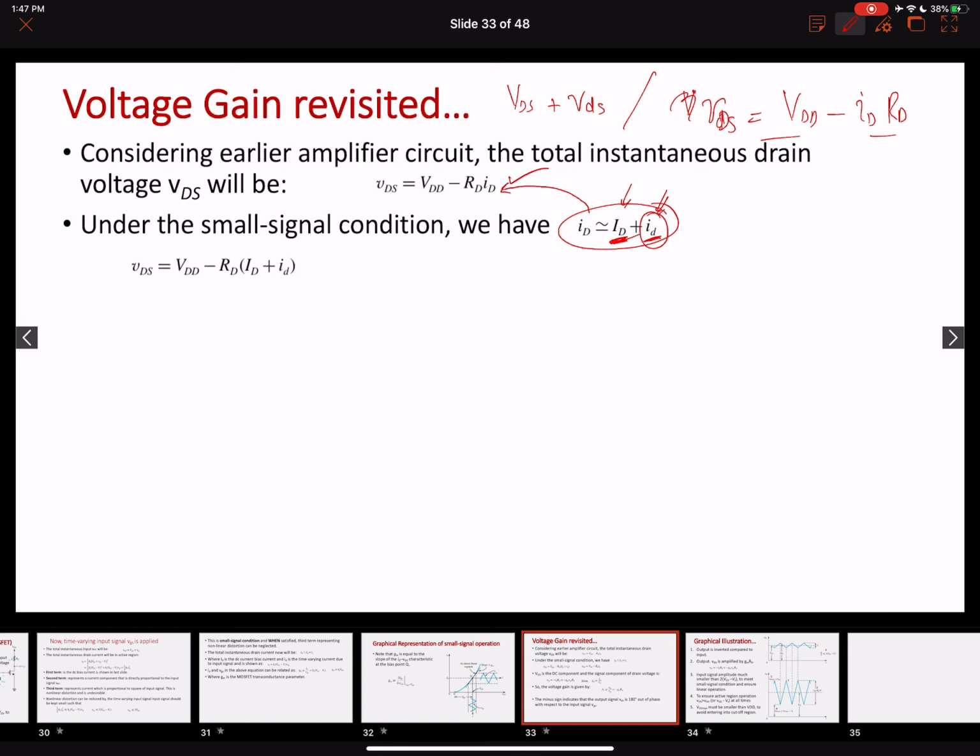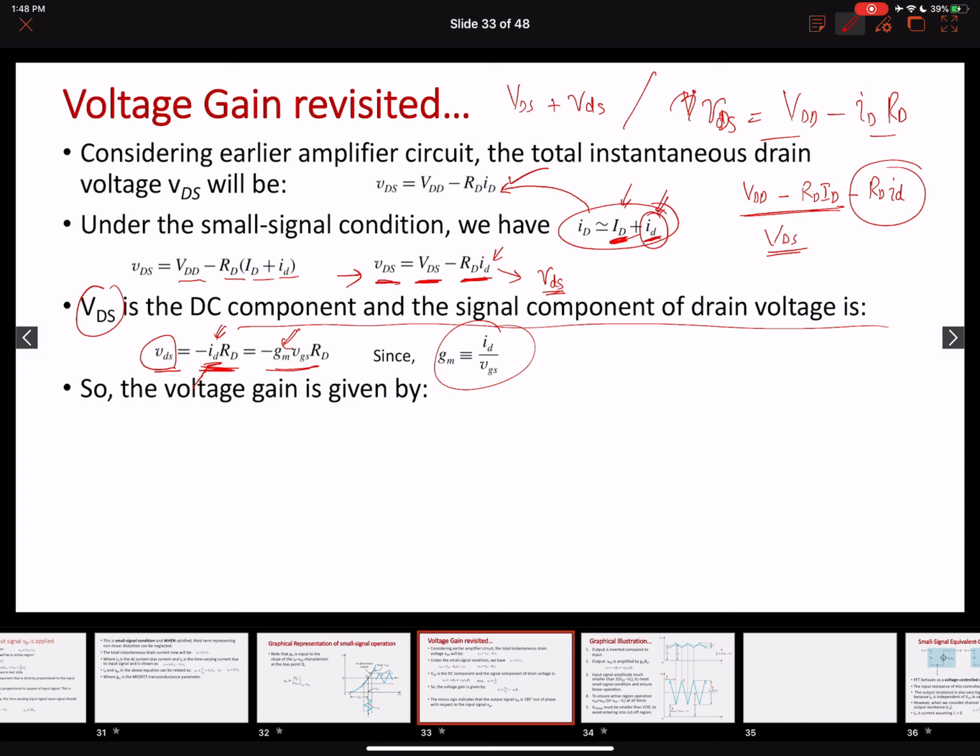And I know that my drain current is equal to GM into VGS. Where did I find this out? Over here in this equation that we ended up finding. So our GM is equal to ID over VGS, or our ID is equal to GM into VGS. So using that equation, I can put it over here in ID. After putting these values of GM VGS here, our drain to source voltage will come out to be minus GM VGS into RD.